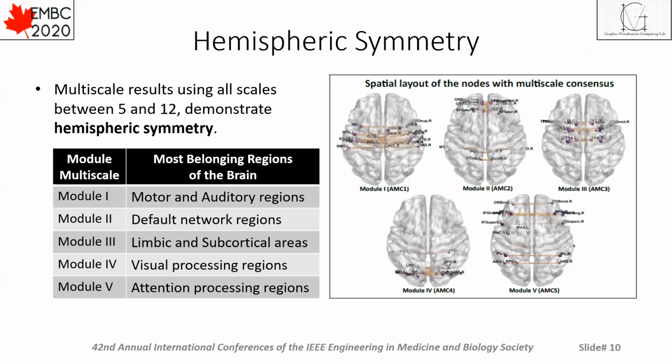The spatial layout of the nodes on the brain surface of our optimal node partitioning from the multiscale consensus method demonstrates hemispheric symmetry. We have used the BrainNet VR tool to visualize the same. Most of the nodes of module 1 belong to the motor and auditory regions, module 2 the default network regions, module 3 limbic and subcortical areas, module 4 visual processing regions, and module 5 predominantly nodes of attention processing regions, including frontoparietal cortices.